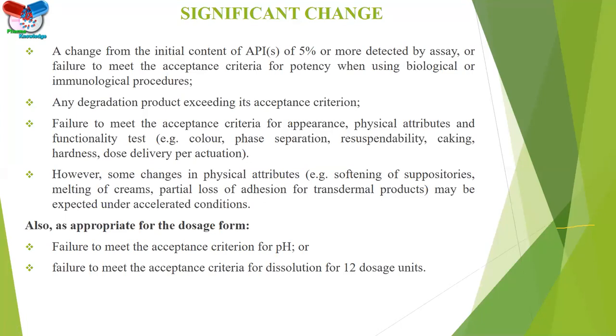So after 12 dosage units, if I got failure to meet the acceptance criteria, it should be handled as a significant change. What is the criteria for handling a significant change? If you got any out of specification result, you should go as per the OOS procedure. If you got 5% degradation from the initial, there should be root cause analysis, investigation and justification, because you should check all of the things if you got a significant change.